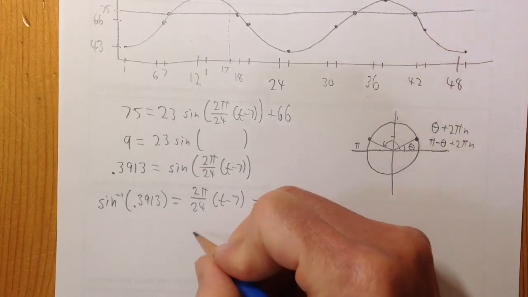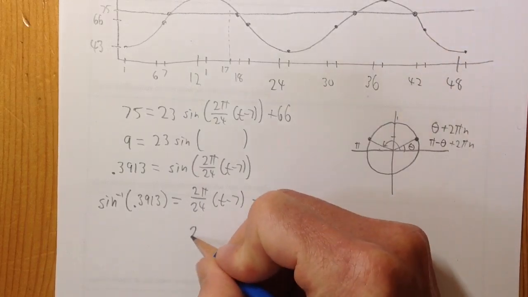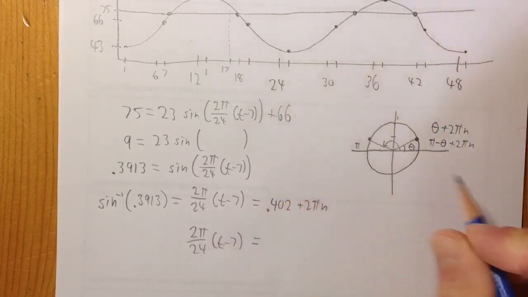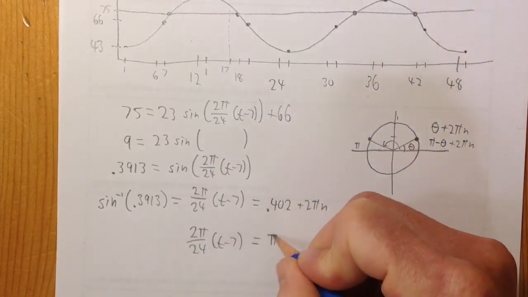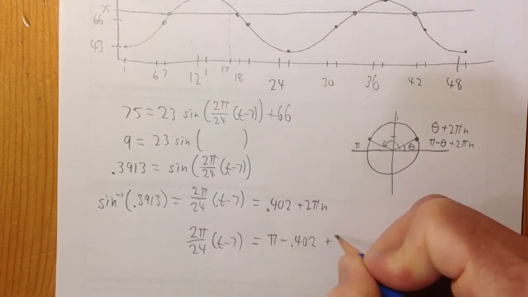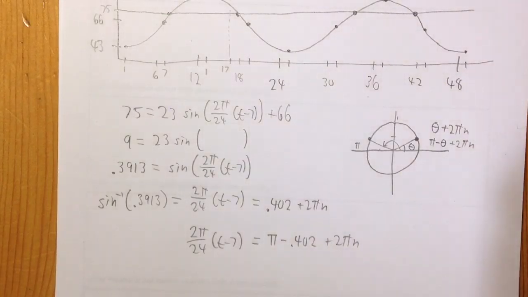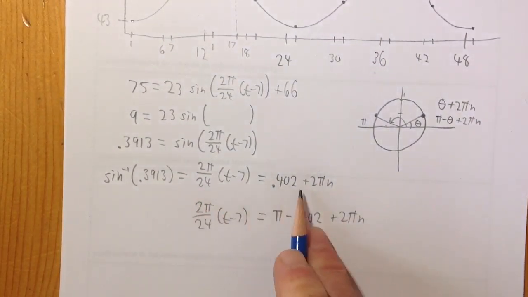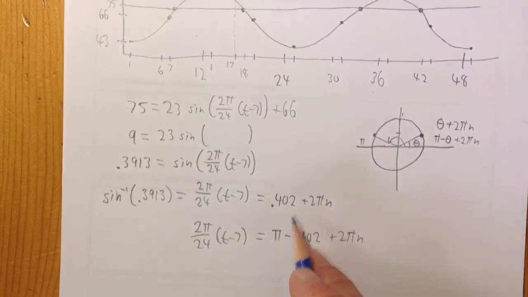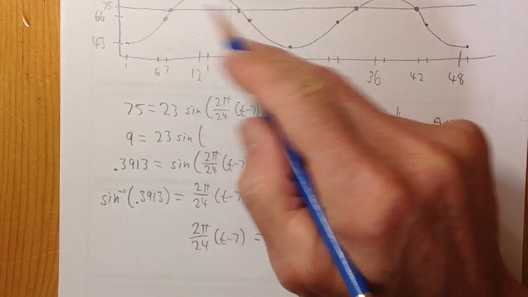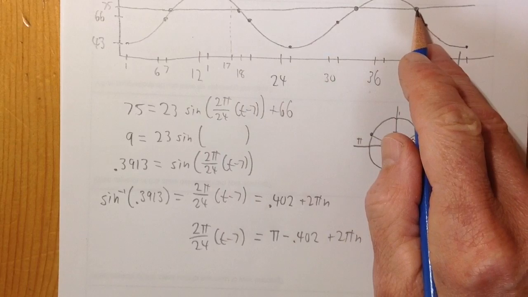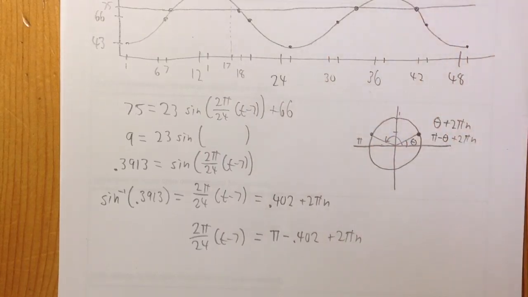Or this can be equal to, there's 2 solutions. It can also be equal to 2 pi over 24 (t minus 7) equals pi minus 0.402, plus 2 pi n. Those are all the times, infinitely many times, when it reaches 75 degrees. We just need to know the first ones here. And then we can figure out, 24 hours later it's the next one, 24 hours later it's the next one, all that kind of stuff.